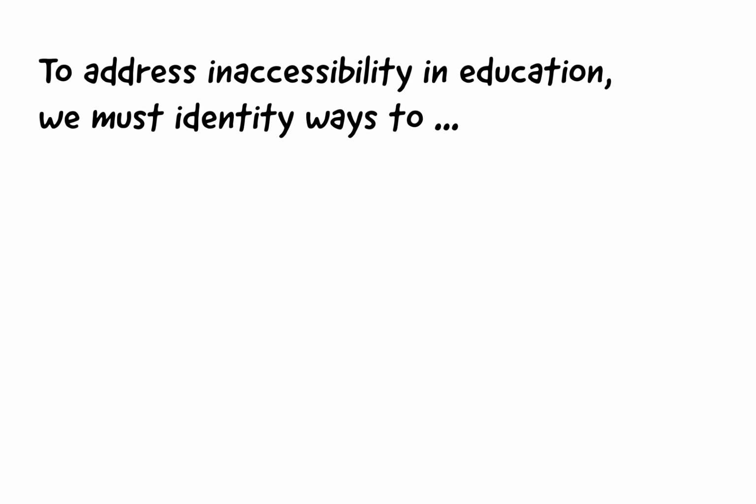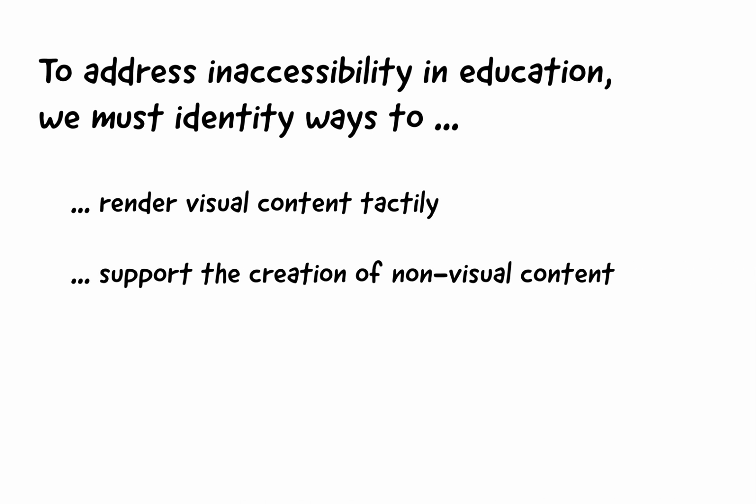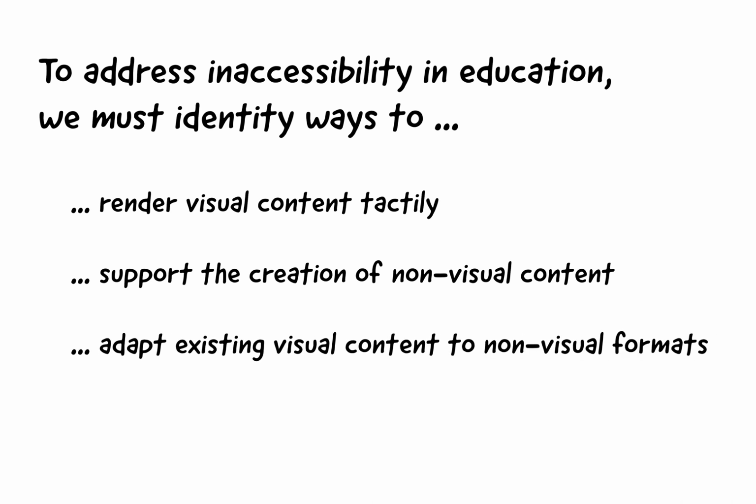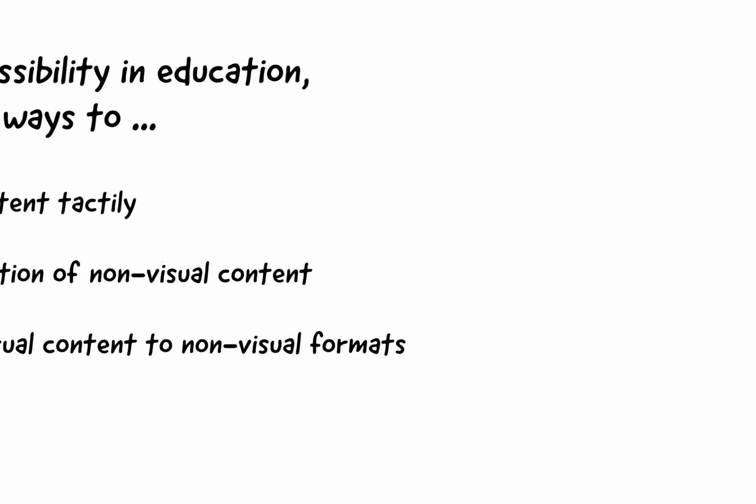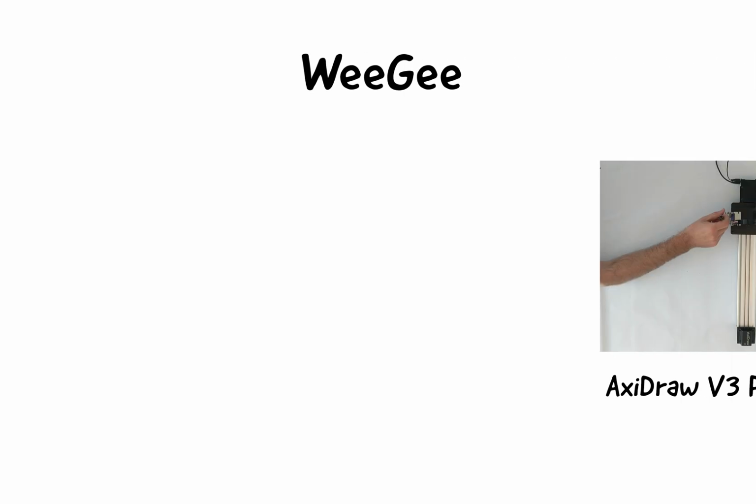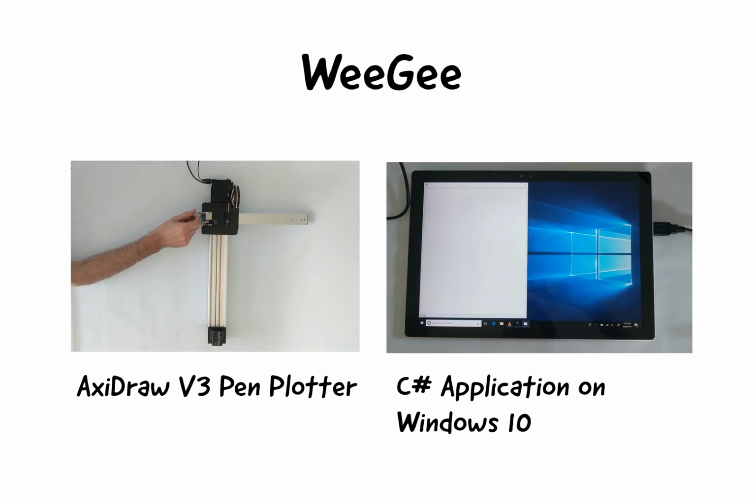So addressing the inaccessibility of visual content in education involves solving multiple challenging problems. First, we must identify ways to render visual content tactilely. Second, we must identify ways to support the creation of non-visual content by teachers or find ways to adapt existing visual content to non-visual formats. To explore how lecture materials can be made accessible to blind students, I developed Ouija. Ouija is a hardware-software prototype that enables educators to create audiokinetic graphics.